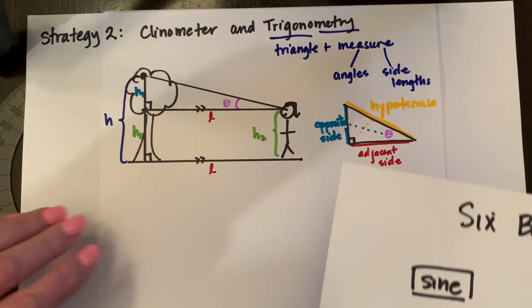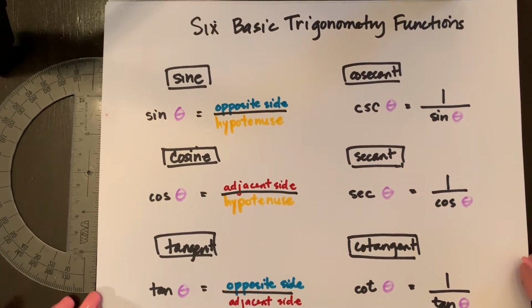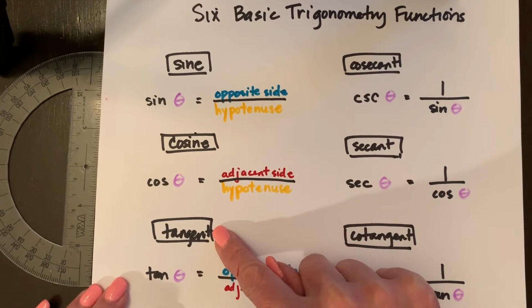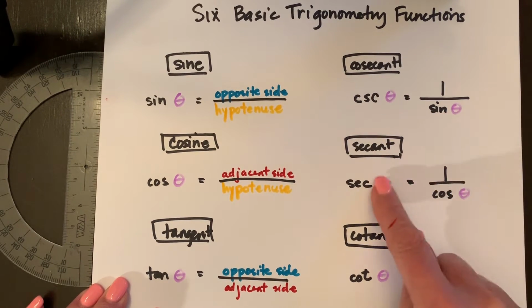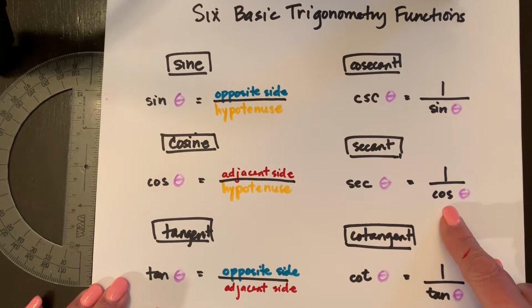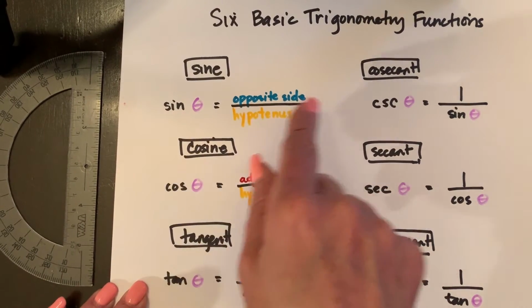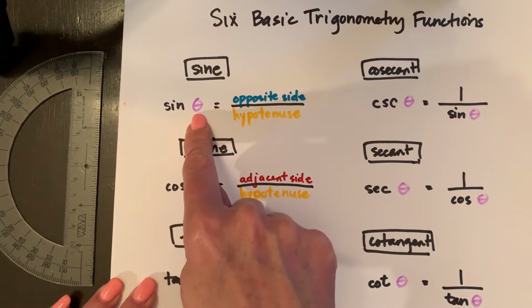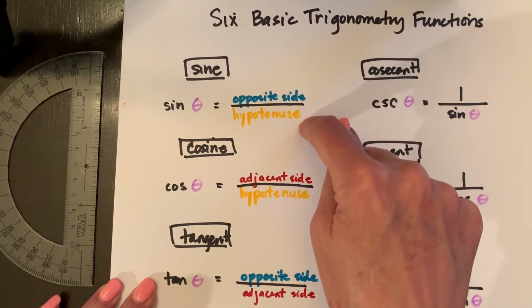So I went ahead and wrote these up just to save time. So we have 6 basic trig functions: sine, cosine, tangent, and then the reciprocal of each of those, the cosecant, which is the reciprocal of the sine function, secant, which is the reciprocal of the cosine function, and cotangent, which is the reciprocal of the tangent function. And so the sine function works. Remember, every function has an input and an output. So if we input an angle measure, the output will be a ratio of the side lengths of the opposite side over the hypotenuse.